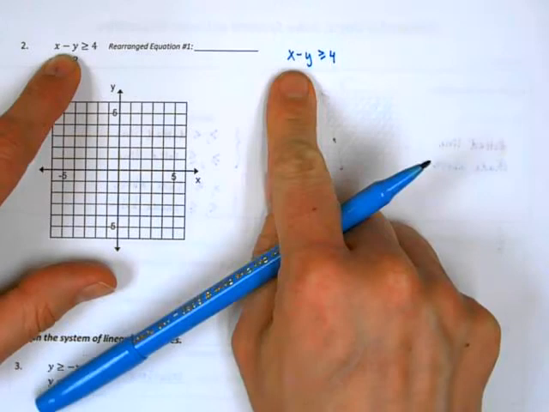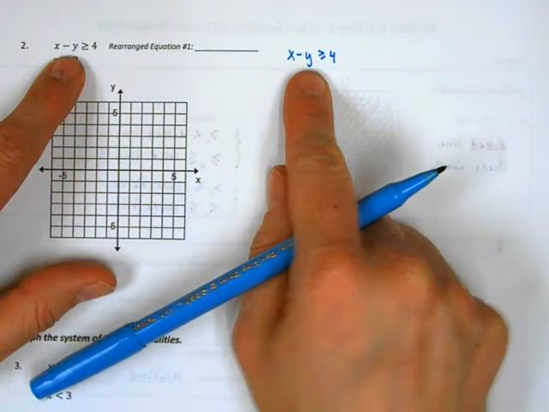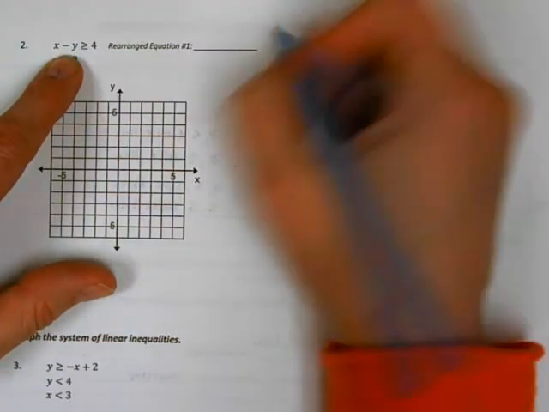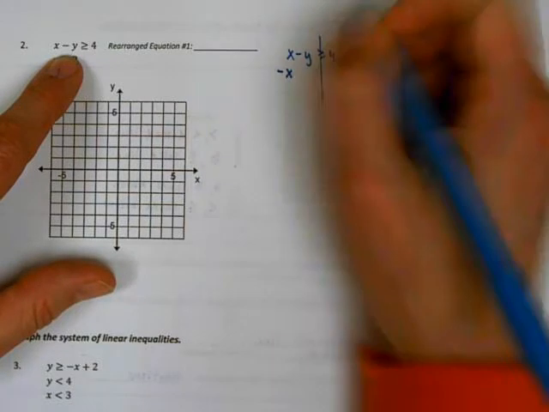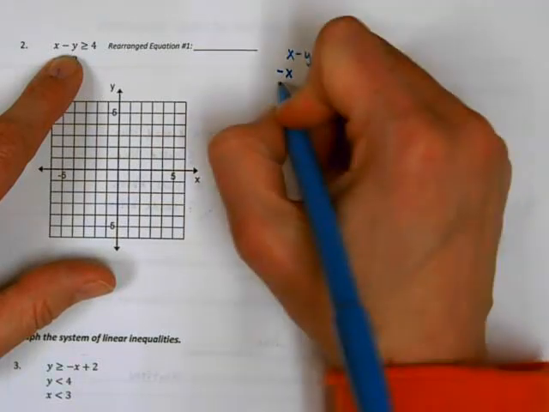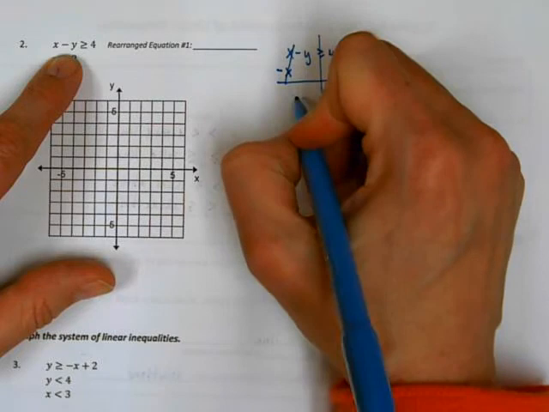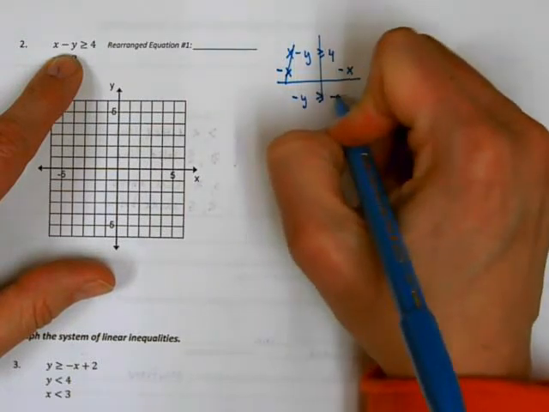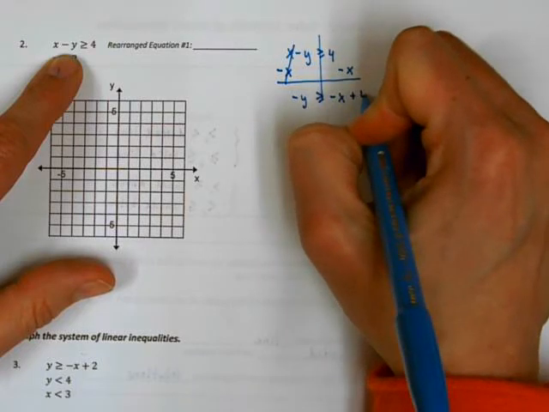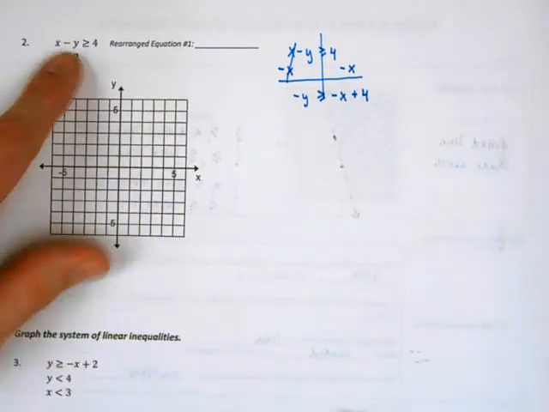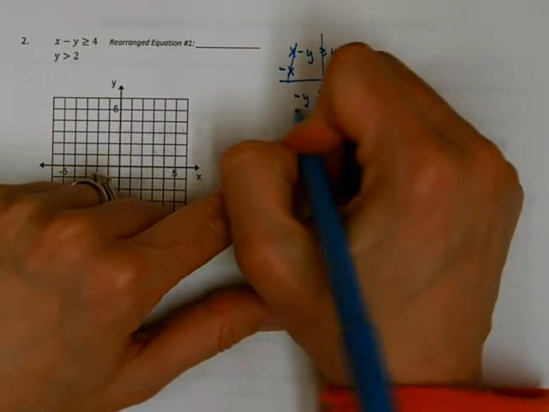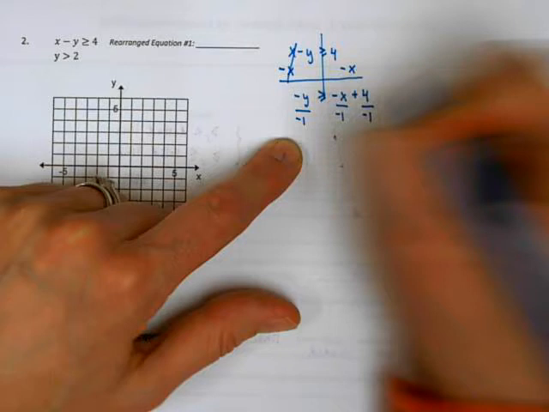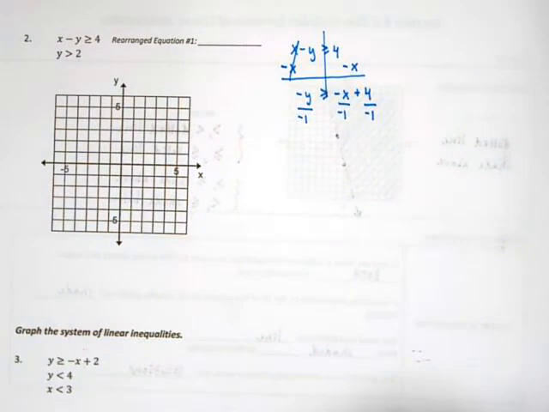So my equation is x minus y is greater than or equal to 4, and I know my job is to get y all the way by itself. So the first thing I'm going to do is subtract x from both sides. So I'm left with a negative y is greater than or equal to negative x plus 4. Now, to get y by itself, I need to divide by a negative 1. And I'm going to divide everything by a negative 1.